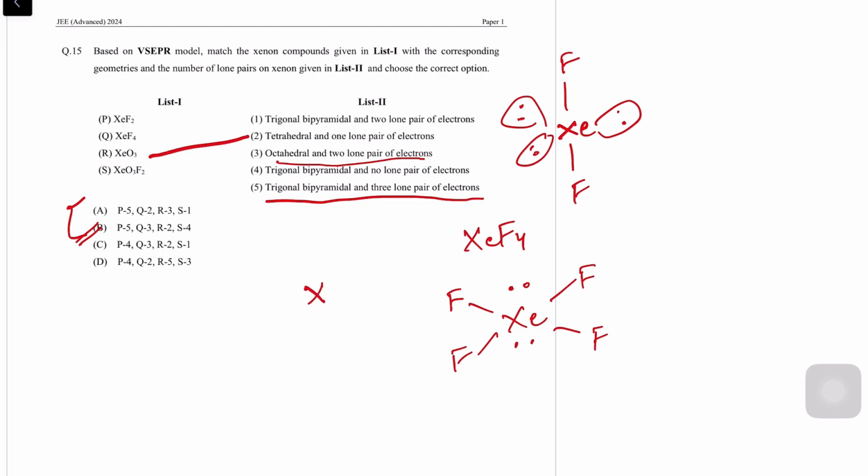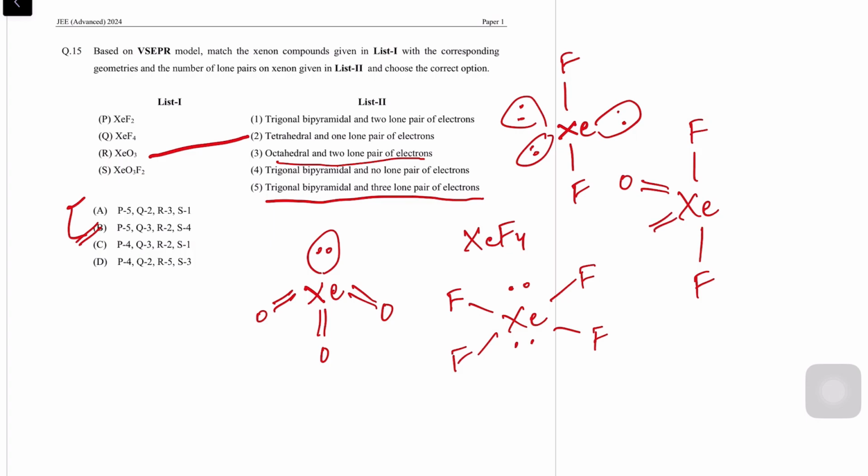Yes, xenon trioxide is this. 8 valence electrons, 6 are distributed with oxygen. There is 1 lone pair. So tetrahedral with 1 lone pair of electron. XeO3 you have 2. In XeO2F2, the more electronegative atom will remain on axial position, Bent's rule, and the 2 oxygens will remain on the equatorial position. So S will match with 4, trigonal bipyramidal with no lone pair of electrons. So the correct answer is option B.